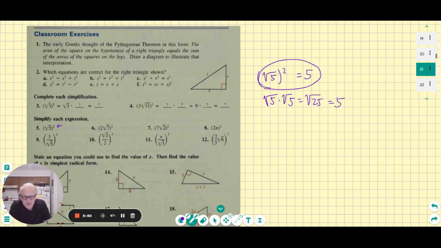But what if you have something inside that's not part of that radical? Well, then that has to be squared separately. So this one would be 2/3 squared times square root 6 squared.